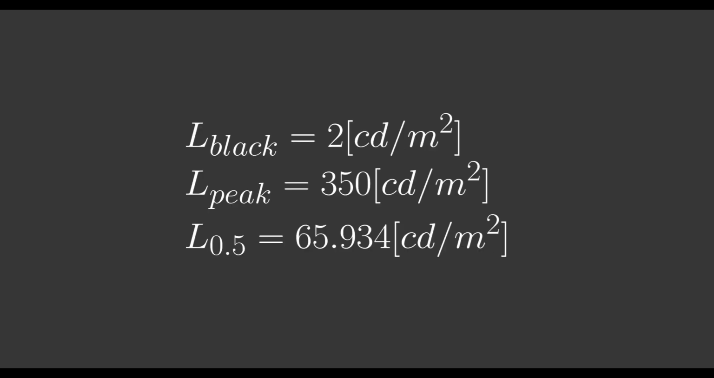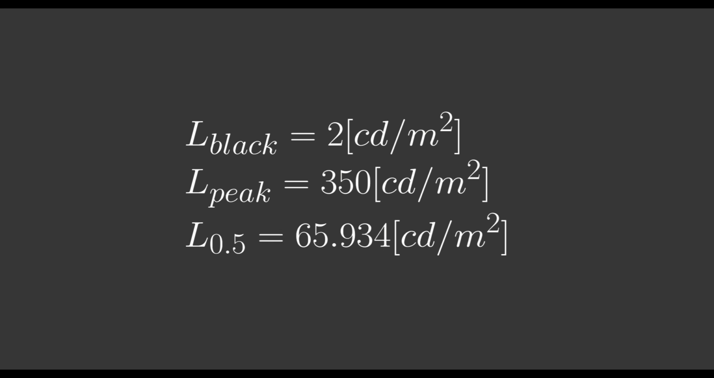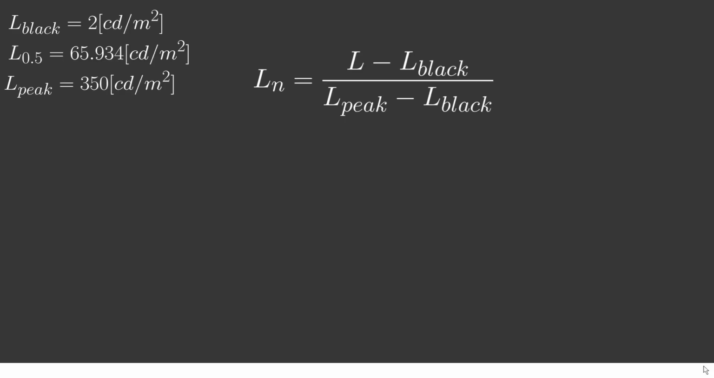Now, the last question in this section asked you to calculate the approximated gamma of a display. So let's see, our reading of black level was 2 candelas per meter square. Our peak luminance was 350 candelas per meter square. And our luminance at I equals 0.5 was 65.934 candelas per meter square.